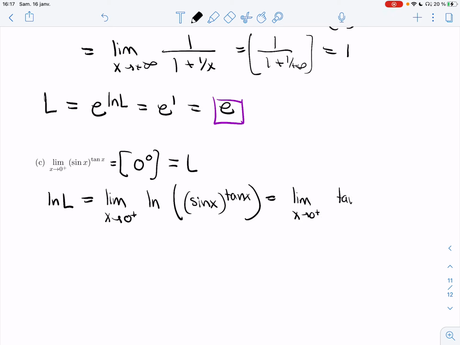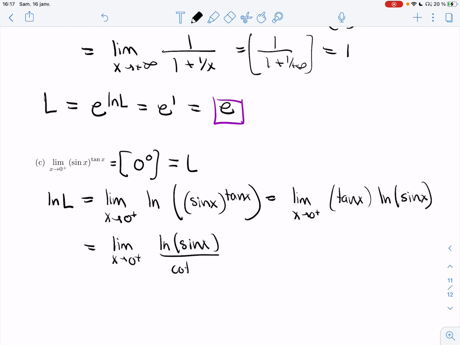The tan is going to come out, jump out of the log prison. I'm going to get tan of x times log of sine of x. That's going to be 0 times infinity. And I'm going to bring the tangent down. It's going to be 1 over tan, which is cotan. So let me write it as cotan. That way it's going to be easier to take derivatives. All right, so I get log of sine of 0, which is infinity, over cotan of 0, which is infinity. So I have infinity over infinity.